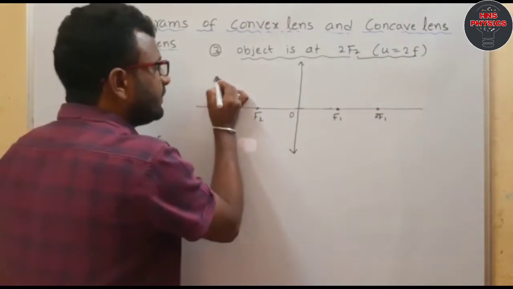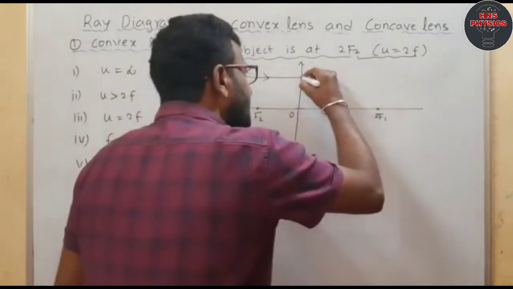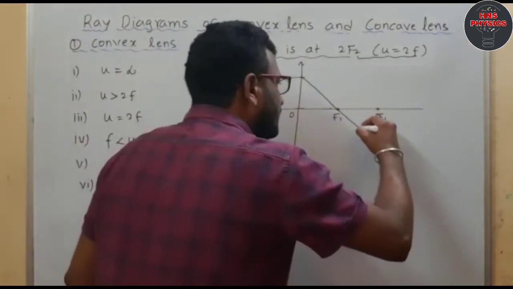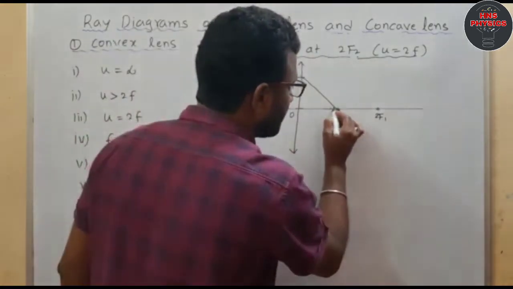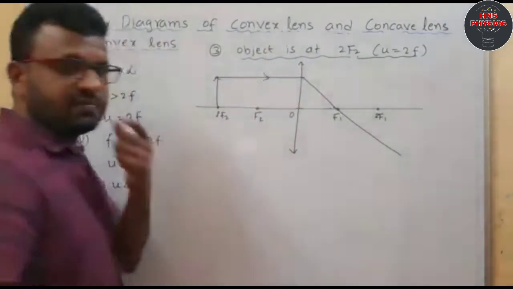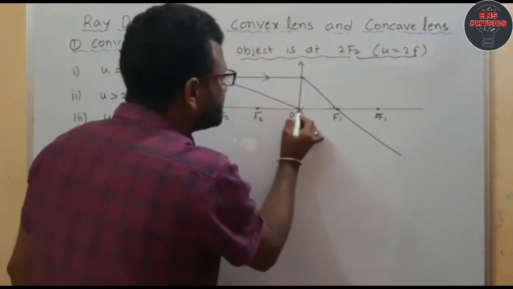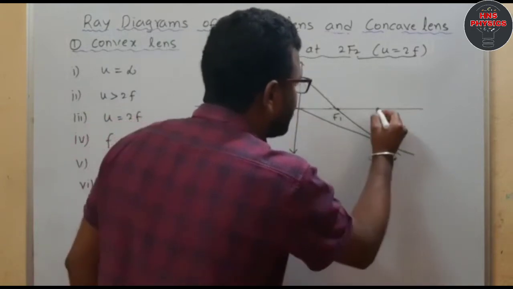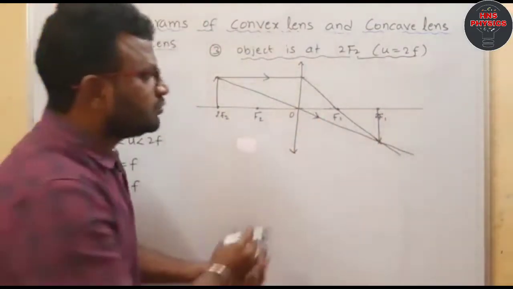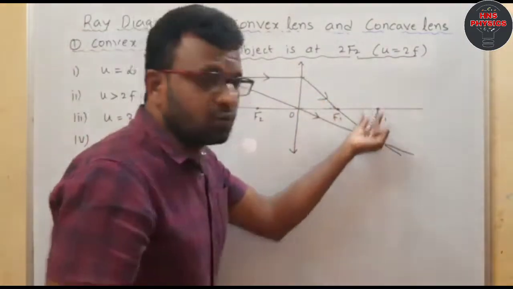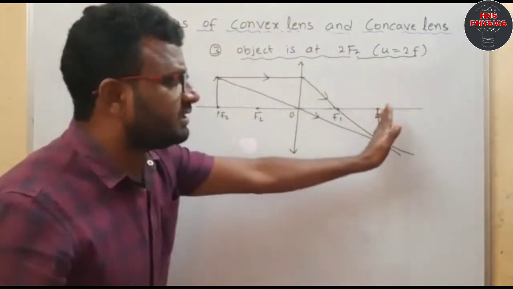So one ray is passing parallel to the principal axis according to the first rule. So after the refraction, the refracted ray passes through the principal focus. Next, one more ray is passing through the optic center. After the refraction, these two refracted rays meet at 2f1. Your object is placed at 2f2, image is formed at 2f1.